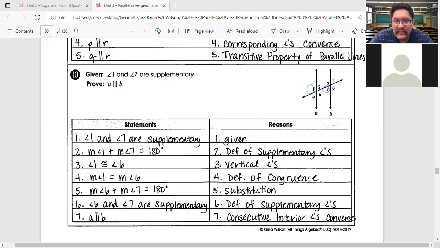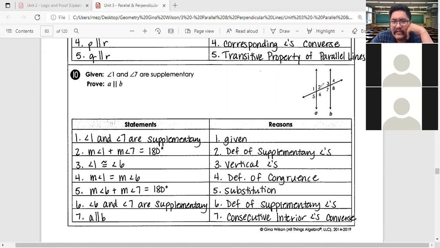Because if we can prove that those are the same, well, let's just go ahead and go with it. So 1 and 7 are supplementary. Okay, that was our given. And I said that you can swap them out. So the definition of adding 1 and 7 to be 180 is the definition of supplementary angles.